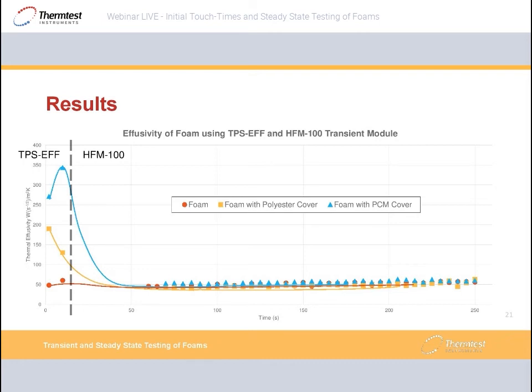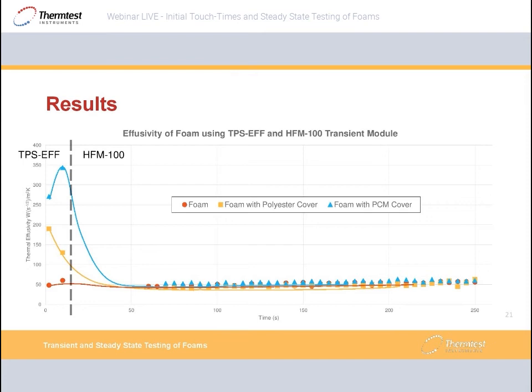100 transient module. And so what we found was, for the red circles with the foam, the thermal effusivity did not change with initial touch time as well as the prolonged touch time. When we add a polyester cover, which has lower thermal effusivity than the mattress foam, as expected, for the initial touch, there is a lower measured thermal effusivity, which levels out over time to the same value as foam by itself, as well as a foam with PCM cover.